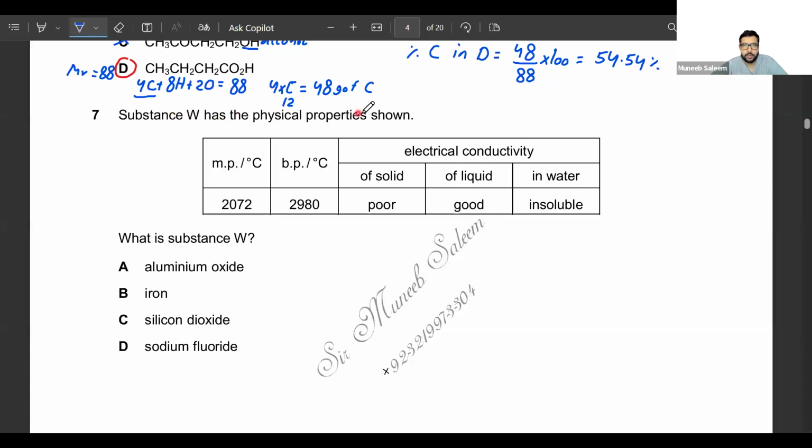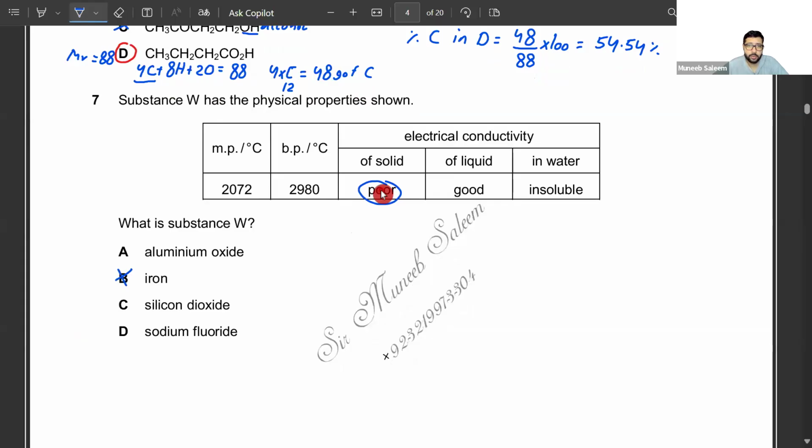Now the next question, number 7, substance W has physical properties as shown. We have these properties provided for the compound. We have to match the compound with these properties. So if we look here, the electrical conductivity will help you to find the answer. Let's suppose we say that it's B, then B is a metal, iron, and the conductivity of iron in solid should be good. So it says poor here. That means it's not iron.